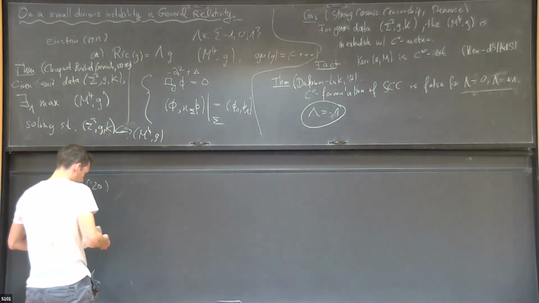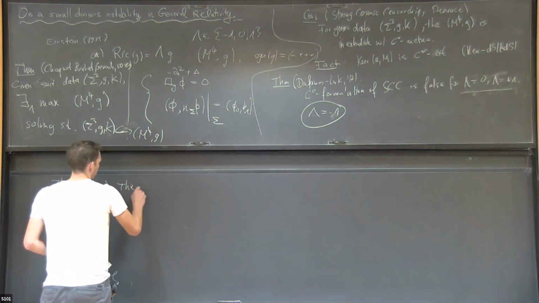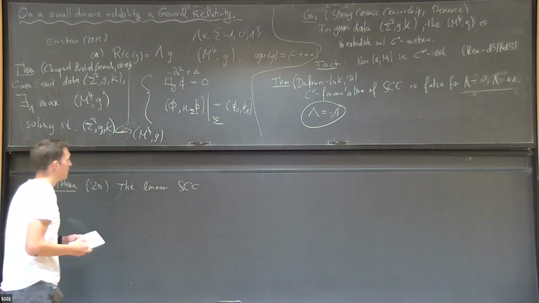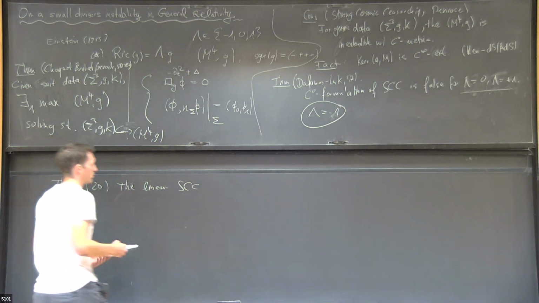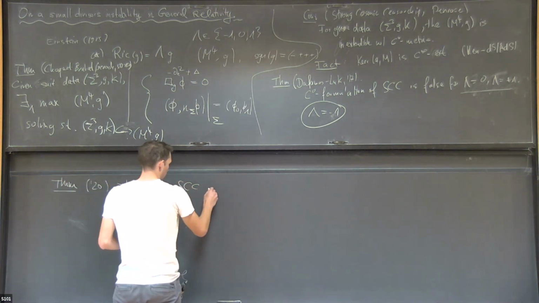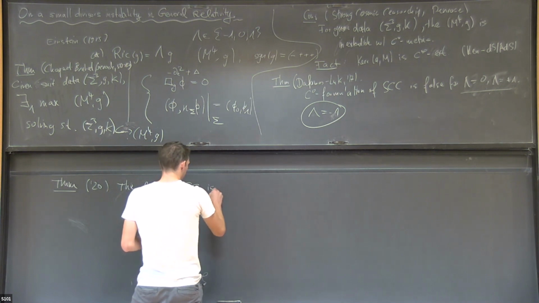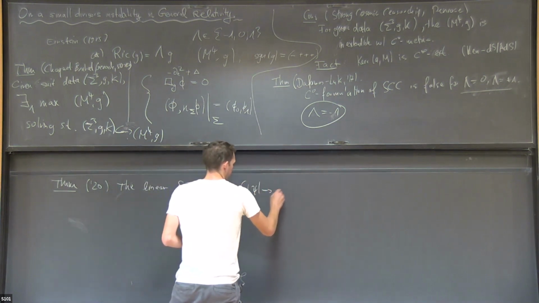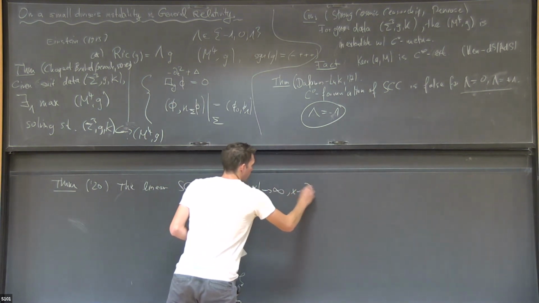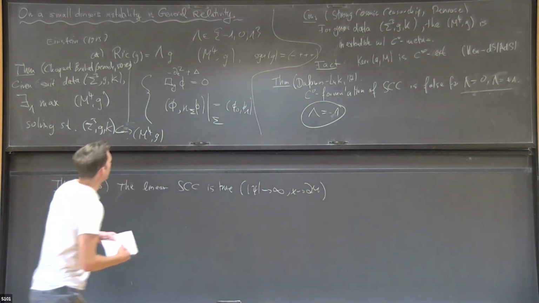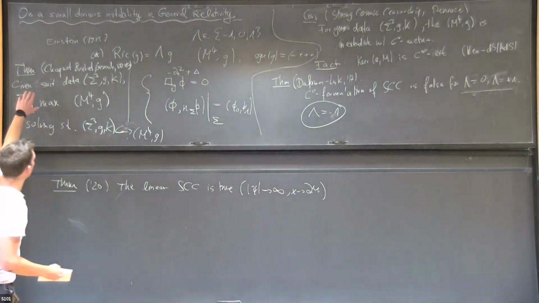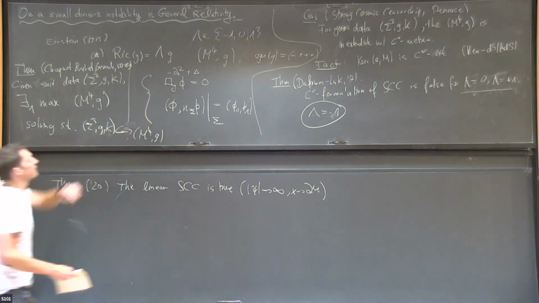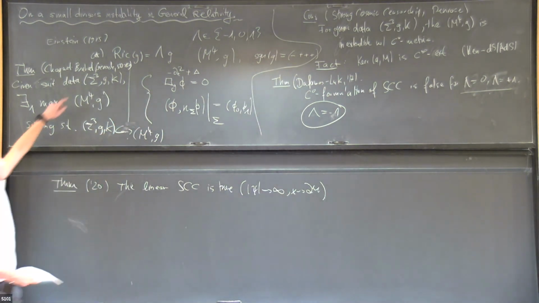Namely, the linear strong cosmic censorship conjecture is true. By this I mean that we take not this equation, but actually this equation first. And this is always the first step in order to study this fully nonlinear equation.